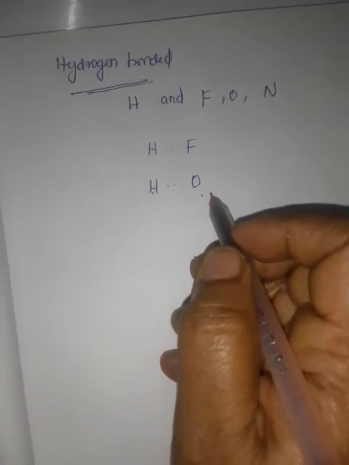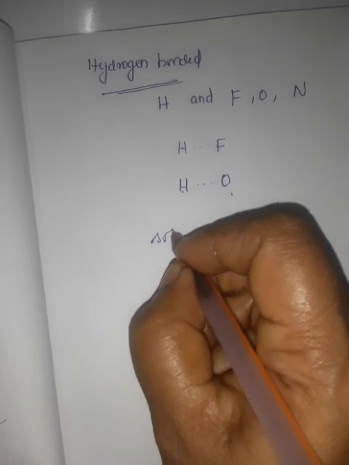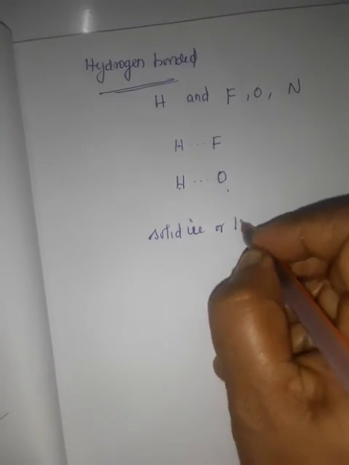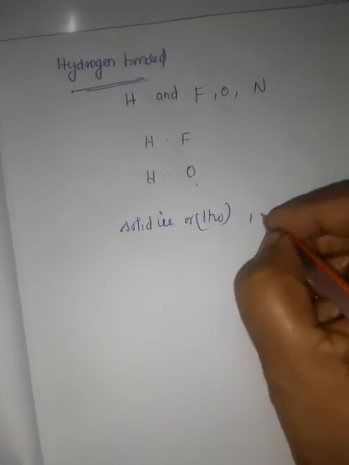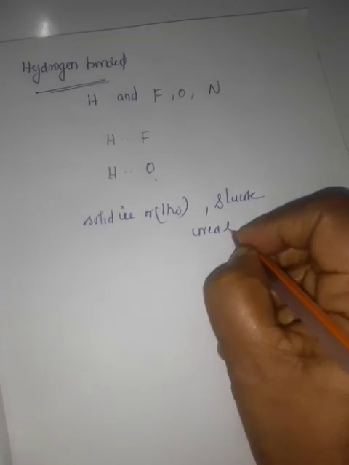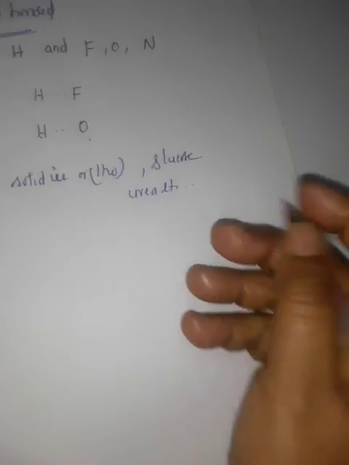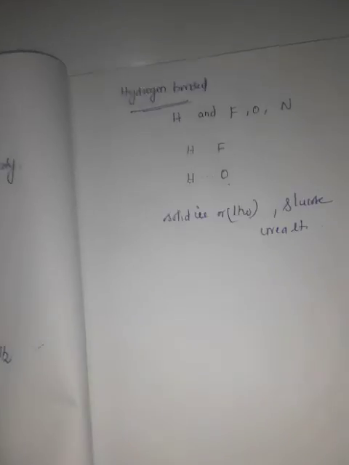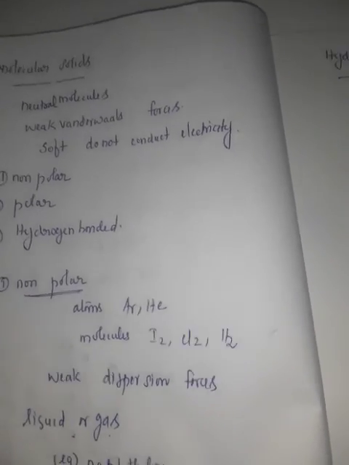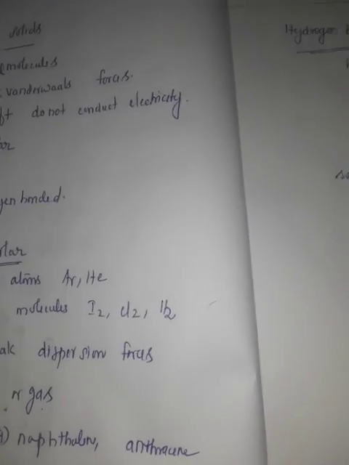And example, solid ice or water, glucose, urea, etc. So these are the molecular solids and its subdivisions: non-polar molecular solids, polar molecular solids, hydrogen bonded molecular solids.